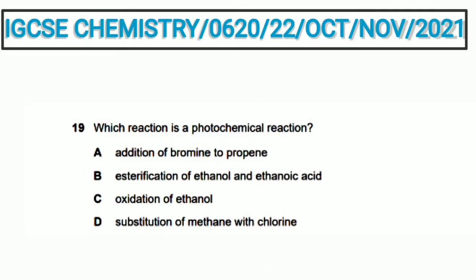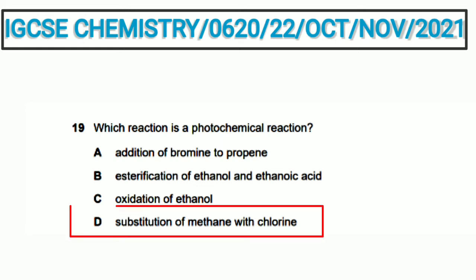Question 19. Which reaction is a photochemical reaction? That means it occurs in the presence of sunlight. Substitution of methane with chlorine is a photochemical reaction. So option D is the correct answer.